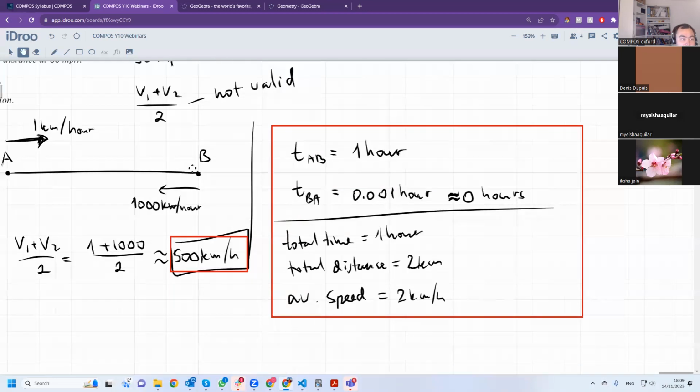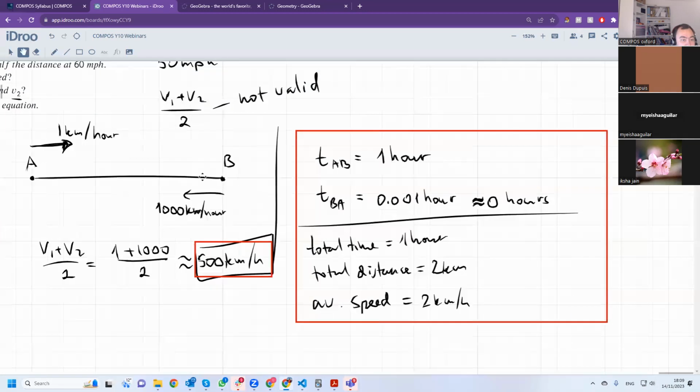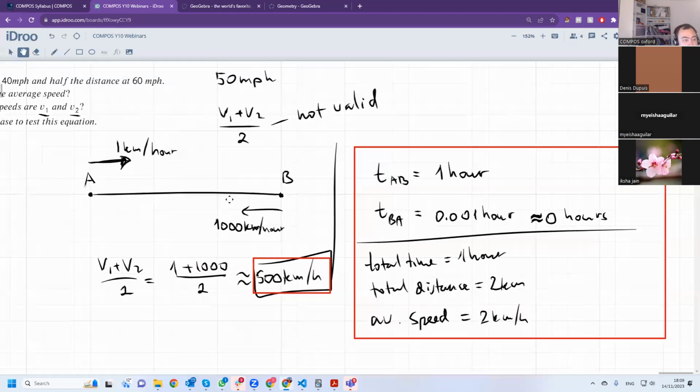How do you get the time? Well, I divided the distance by, okay.